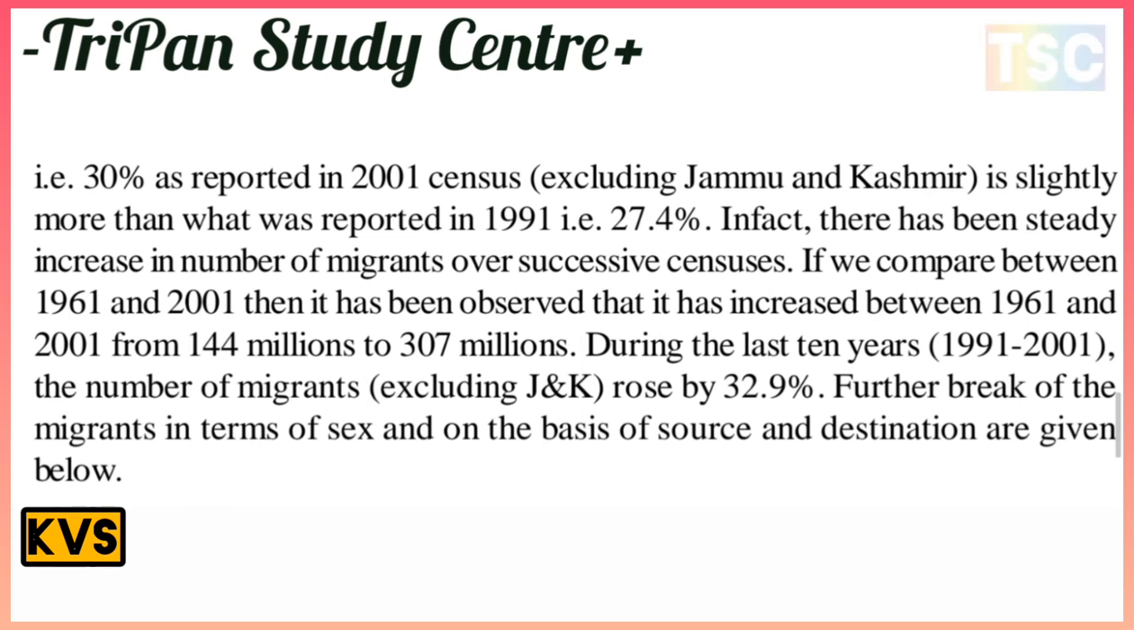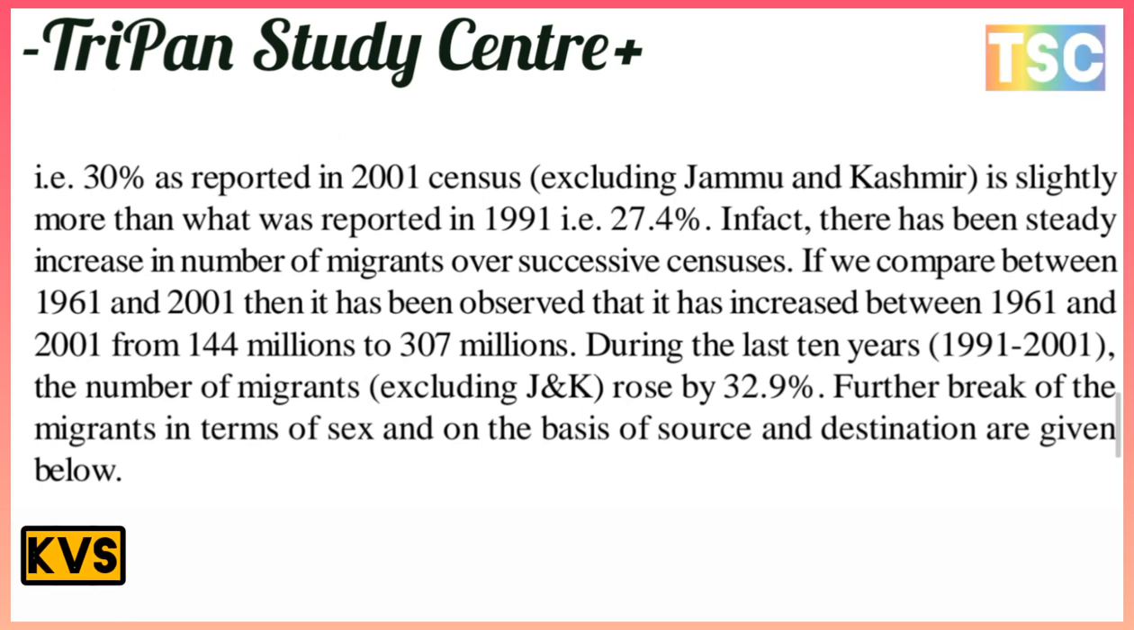In 1991 it was 27.4%. In fact, there has been a steady increase in the number of migrants over successive censuses. Comparing 1961 and 2001, it has increased from 144 million to 307 million. During the last ten years, 1991 to 2001, the number of migrants, excluding Jammu and Kashmir, rose by 32.9%.